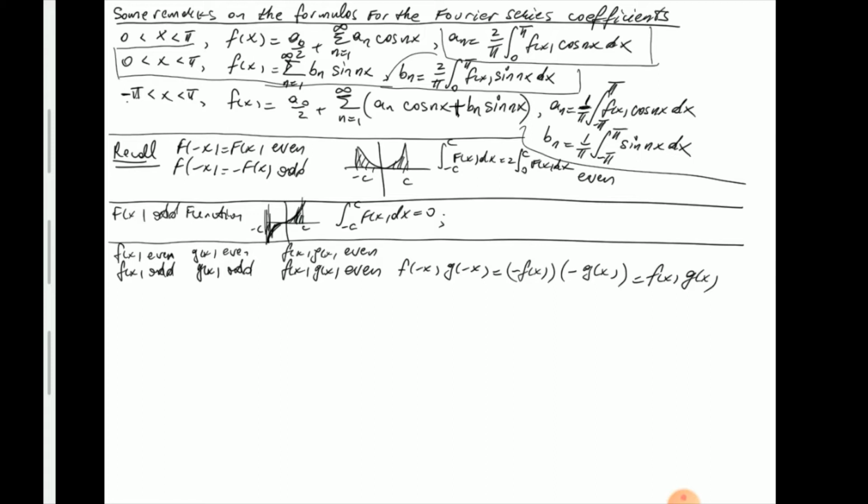Sorry, it's not like numbers actually, because odd times odd is not going to be even with numbers, but with functions it is going to be even because of this cancellation of minus. And if a function is even and another function is odd, the product is odd. Right, because for example, if you have f of minus x times g of minus x, f of x is even, so that becomes f of x.